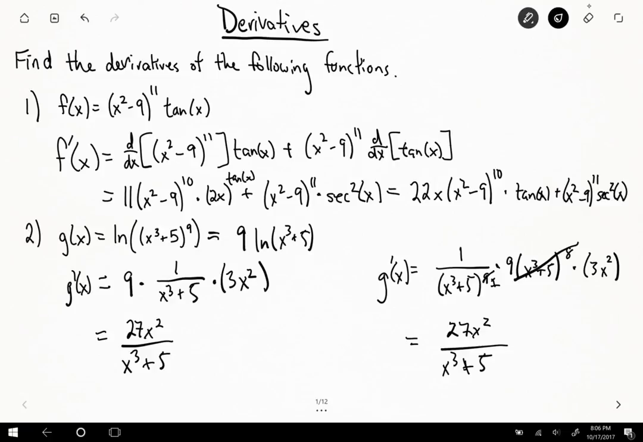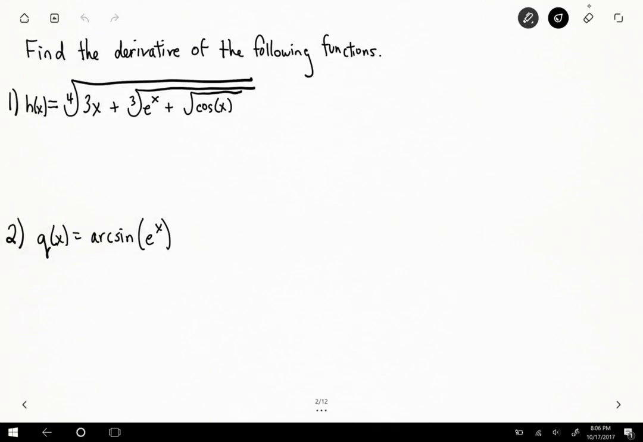Let's move forward and try some more derivatives. So this one looks nasty. It kind of freaks people out. We have these nested roots. So you have the 4th root of 3x plus the cube root of e to the x plus the square root of cosine of x.